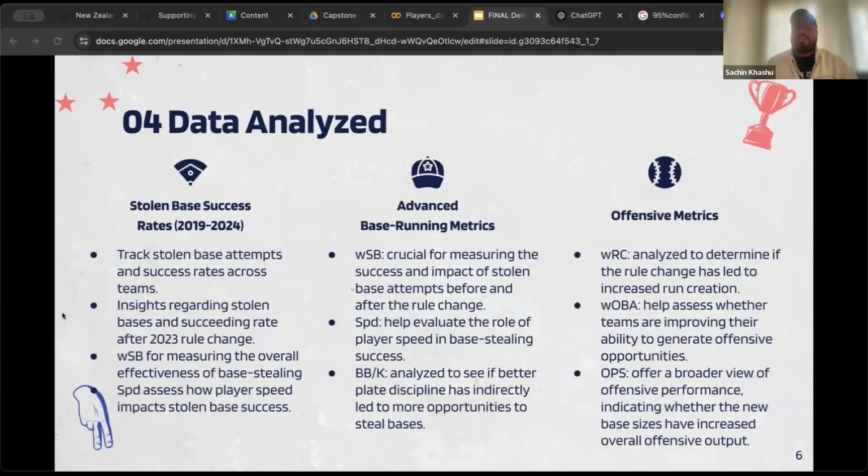I just want to introduce you briefly to the data that we analyzed. Our analysis drew from two data sets spanning 2019 to 2024. The first was a team data set that examined trends in stolen base attempts and success rates across MLB teams. And the second was a player data set, which had 1,500 records, including metrics like weighted stolen base, speed, OPS, and wRC. Even though they were different, the data sets were really helpful because they provided a strong foundation for uncovering trends and formulating recommendations.